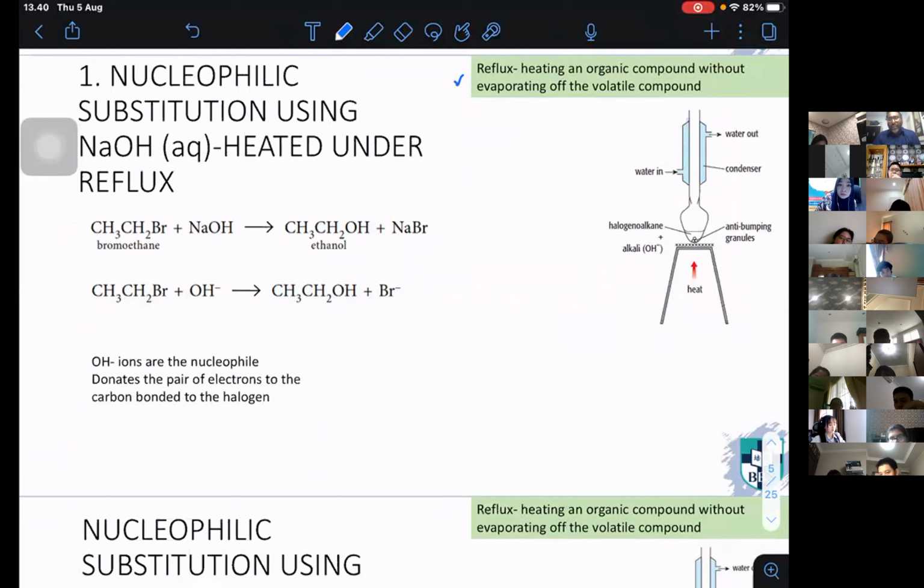So when I want this halogenoalkane reacting with sodium hydroxide, for example, I don't want the halogenoalkane to simply evaporate. I want them to stay there and react completely with the sodium hydroxide. So when they change into gas, the water jacket or the condenser over there ensures that the gas changes back into liquid. They condense and drop back down, and then they continue reacting with the sodium hydroxide. So that is the meaning of reflux.